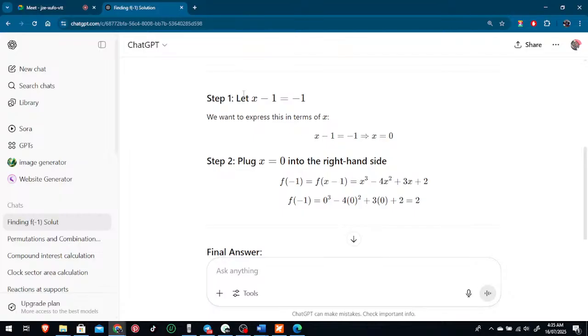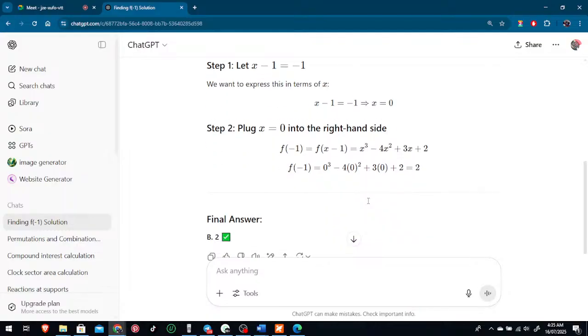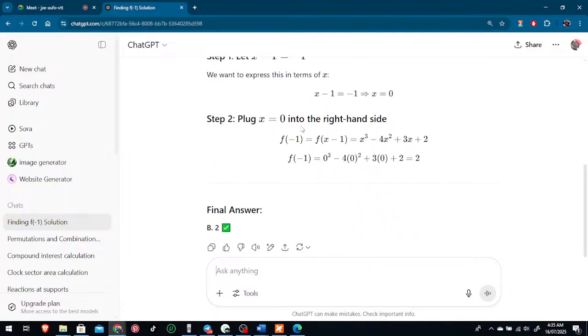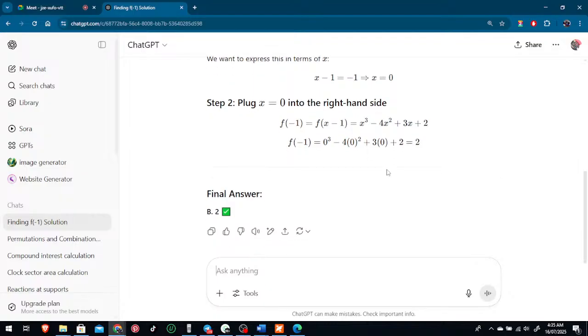It says let x minus 1 equals negative 1. We want to express this in terms of x. This is how it's done. x minus 1 equals negative 1. This means x is 0. Plug 0 into the right hand side. So if you plug 0 here, f at negative 1 is equal to f at x minus 1. So plug 0 inside, the answer is 2.